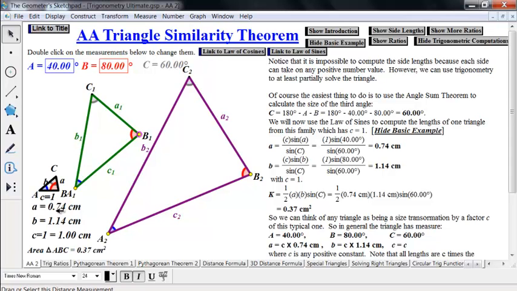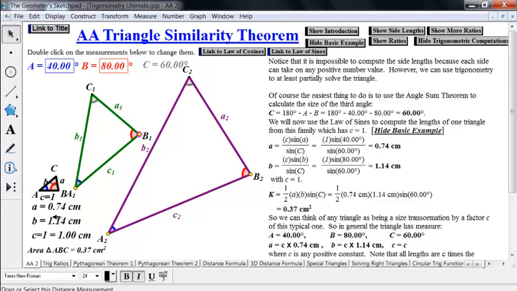That's pretty straightforward, the angle sum theorem. Then I let one side be 1, say C is 1. Use the law of sines to solve for the other 2 sides, and use the information above to solve for the area of this particular triangle.